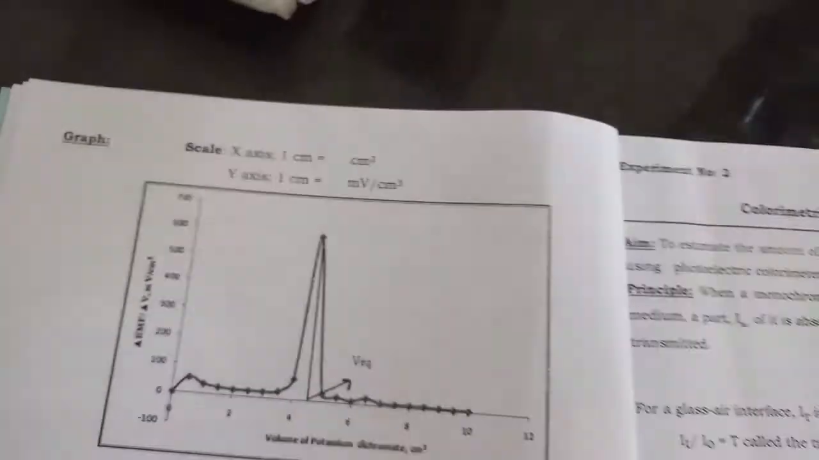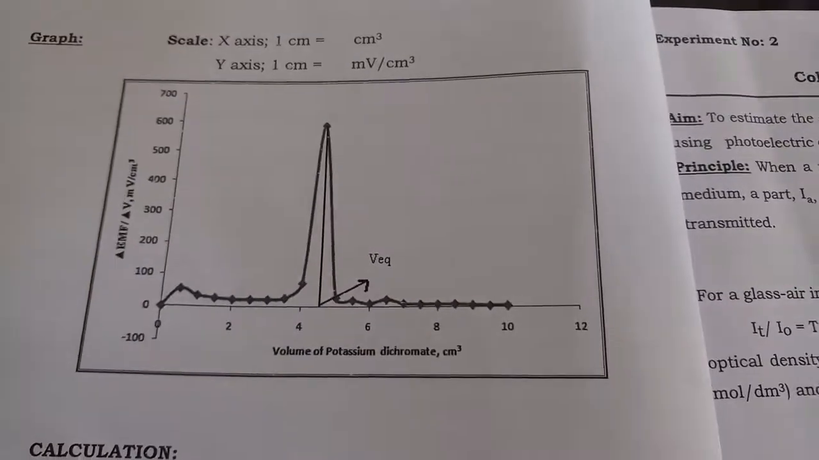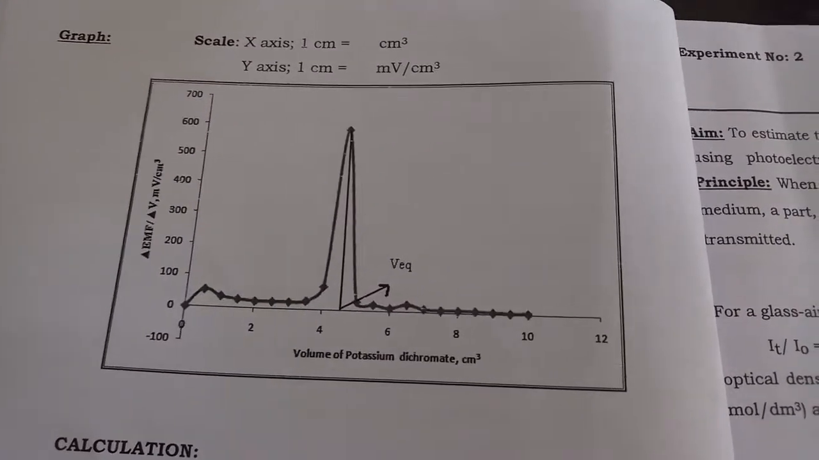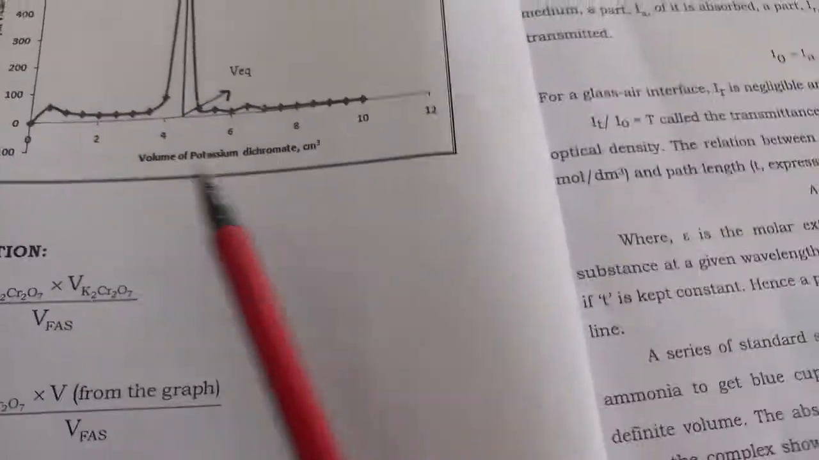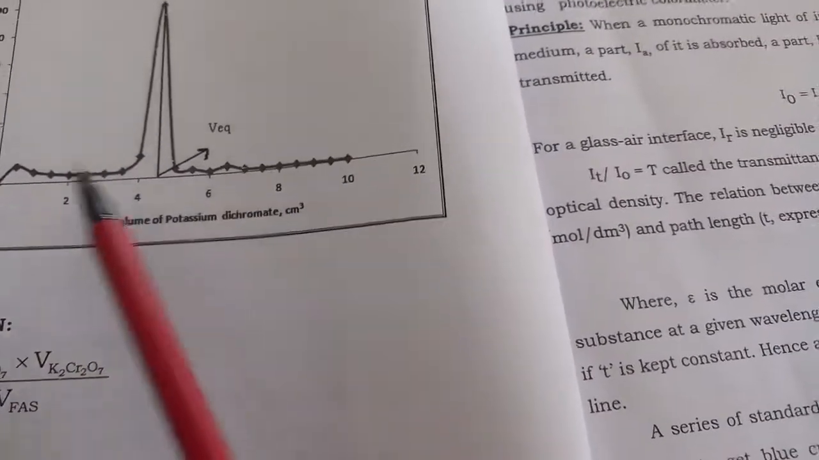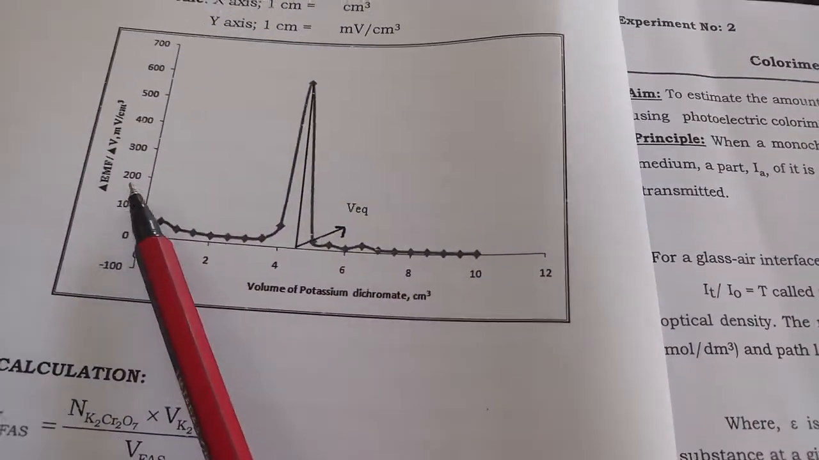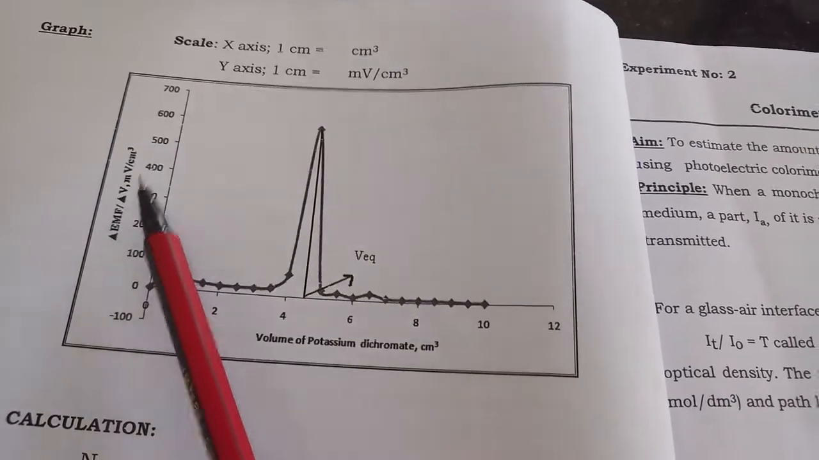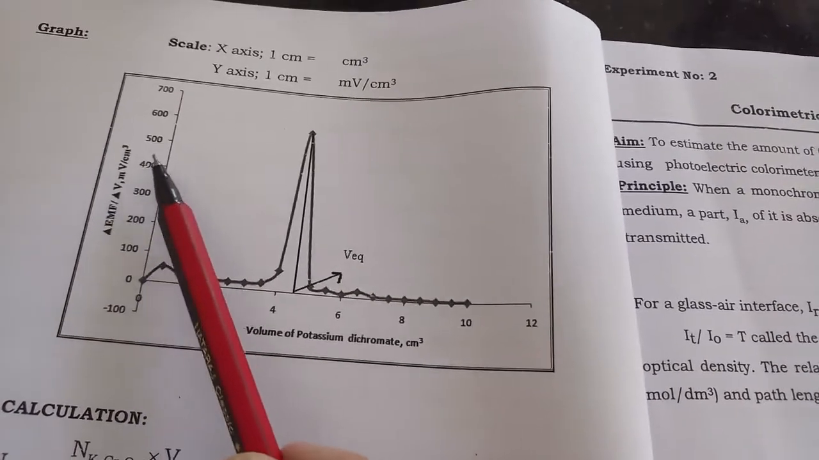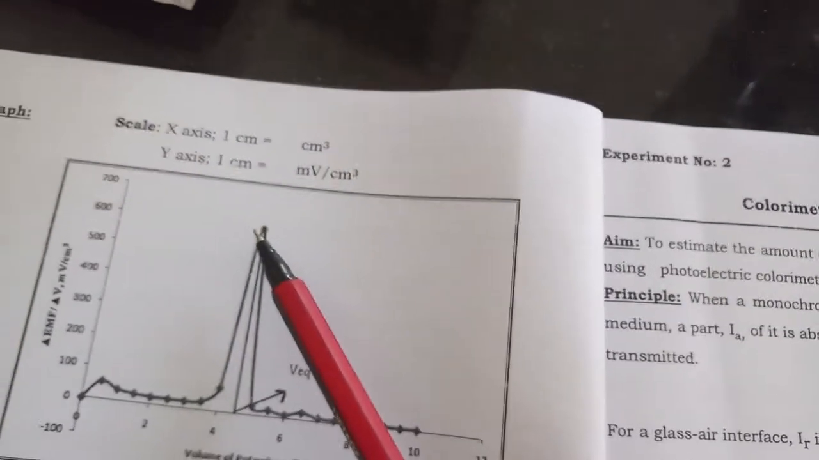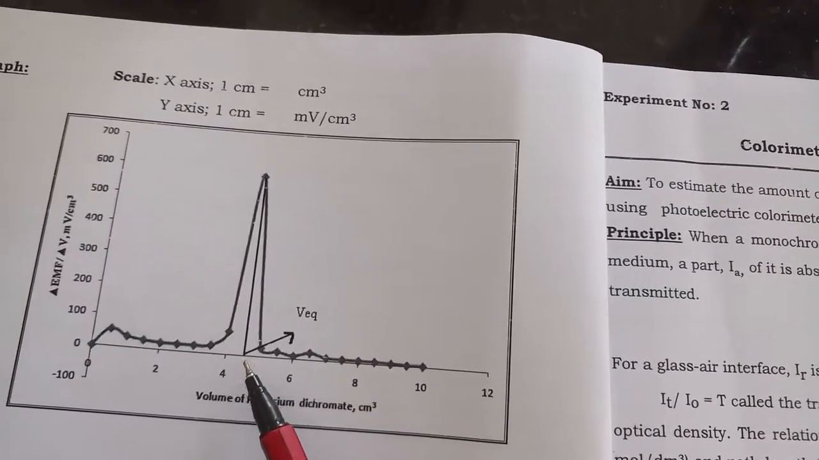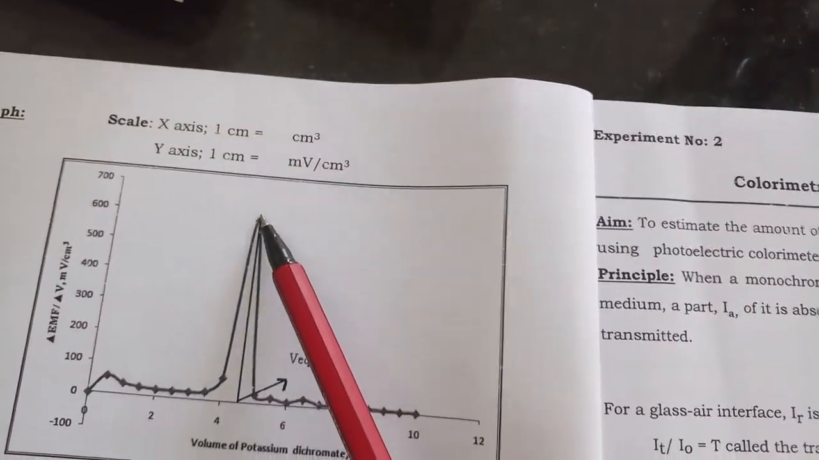After completing the calculation part for delta EMF, delta V and delta EMF by delta V, we need to plot the graph. So in the x axis we can take the volume of potassium dichromate, 1 ml, 2 ml, 3 ml, 4 ml like that, and here we can take delta EMF by delta V, so mV per cm cube. So we can take it as 0, 100, 200 like this. So on plotting the graph we will get the shape like this. Now here the peak is near the end point, so there is sudden change in the EMF, that we can record.